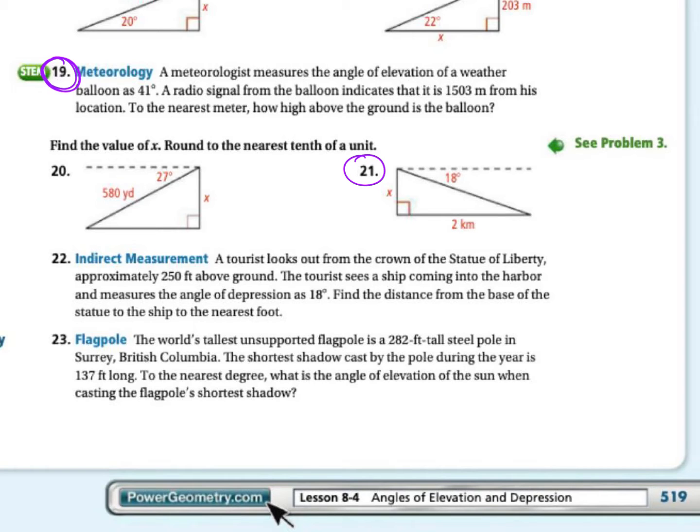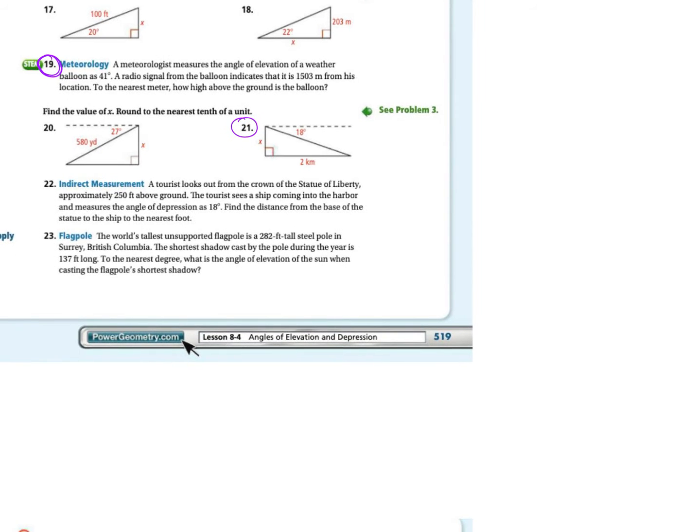So the first one, number 19, says a meteorologist measures the angle of elevation of a weather balloon as 41 degrees. So you want to set up a picture. Here's your meteorologist. He's on the ground. And then you have a weather balloon.